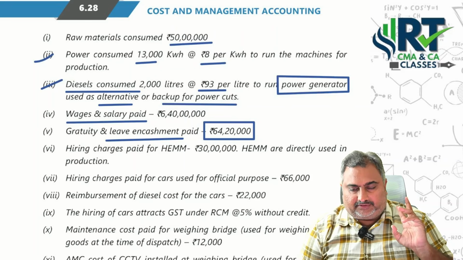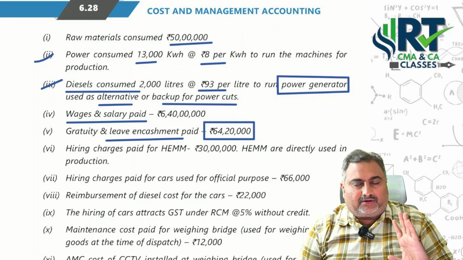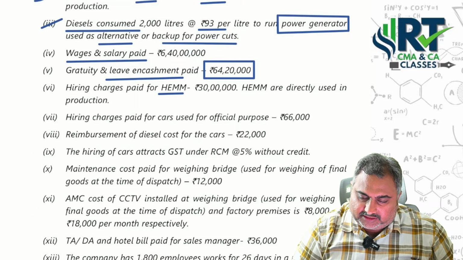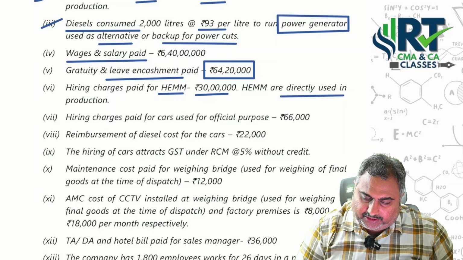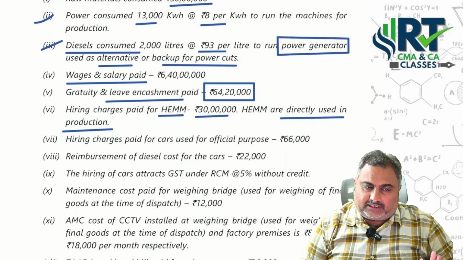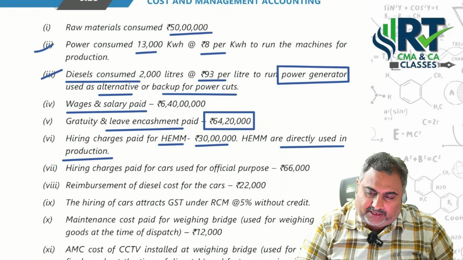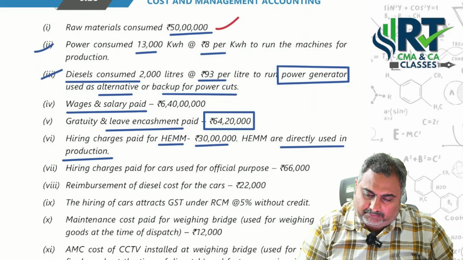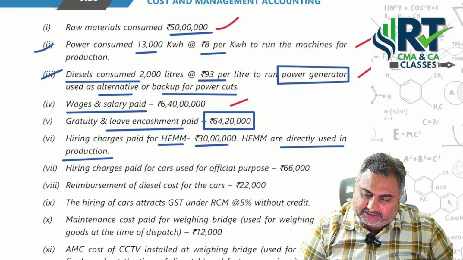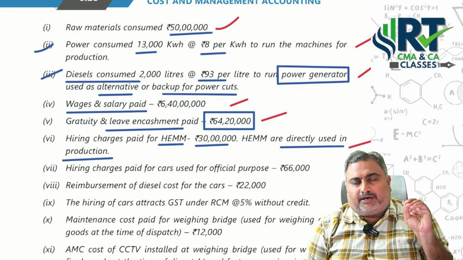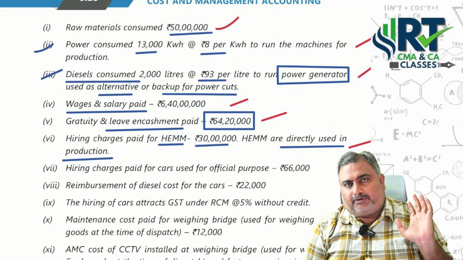If you want, you can check with the concern theory from the cost sheet point of view. Next, hire charges paid for HEMM, that is 30 lakhs. These are directly used from the production point of view. So if you understand the question, the raw material part as well as power consumption and diesel consumption, wages, gratuity, encashment, hiring, these should all form part of your prime cost point of view.